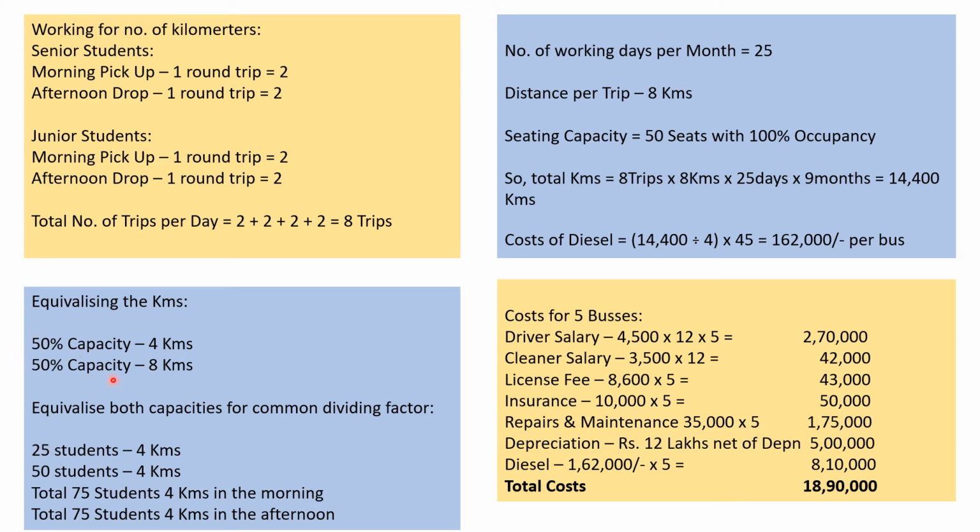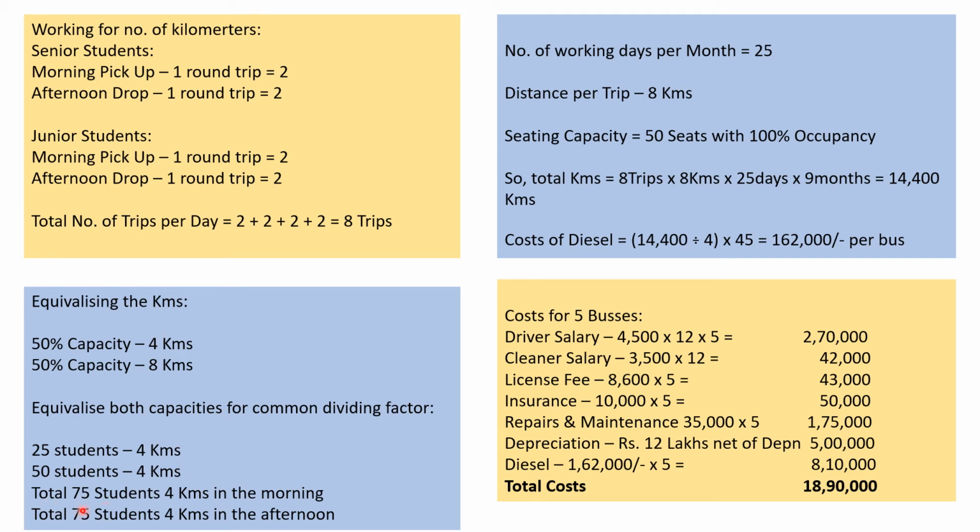So here, with a 50 student capacity of the bus at an occupancy of 100%, 25 students travel 4 kilometers. It is told in the problem that 50% of the capacity travels 4 kilometers and 50% travels 8 kilometers. So from 50 seating capacity, 25 students travel 4 kilometers and 25 students travel 8 kilometers. If I have to equalize both, it will be 3 times. So 4 plus 8 is 12, and it will be 1/3 and 2/3. So it will be like 3 times.